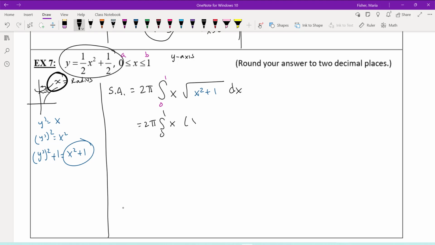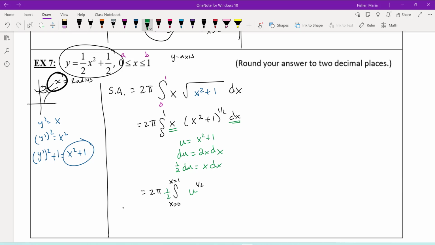What we need to do is first rewrite it with a rational exponent. Then we're going to let what's being raised to the power equal u. If u is equal to x squared plus 1, the derivative du would equal 2x dx. Well, I don't have a 2x dx, I just have an x dx. Divide both sides by 2, and 1/2 du is equal to x dx. So this is going to equal 2 pi times the integral from x equals 0 to x equals 1 of u raised to the 1/2, and then we have that 1/2 du.